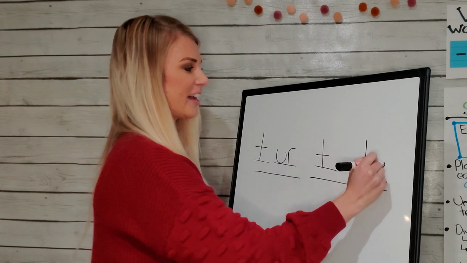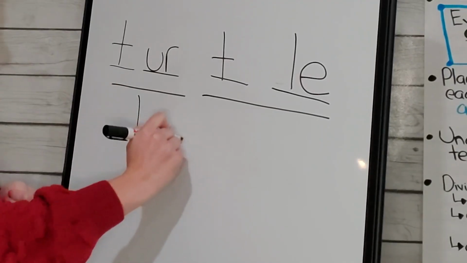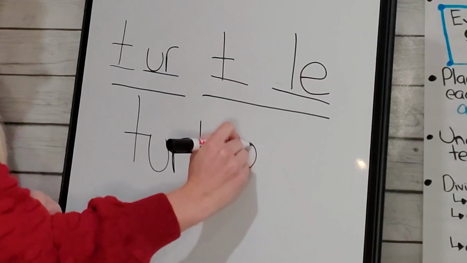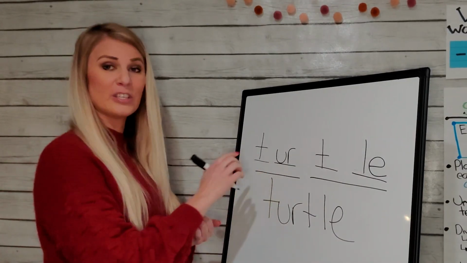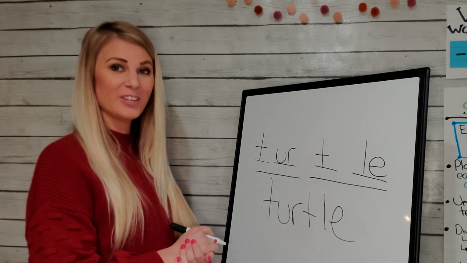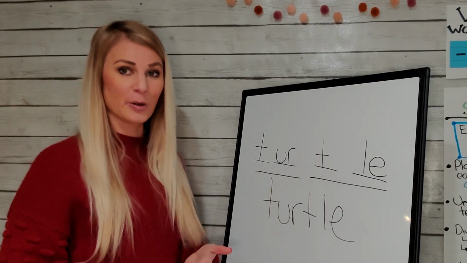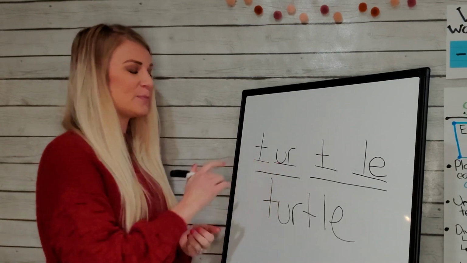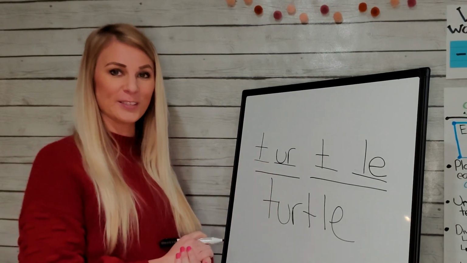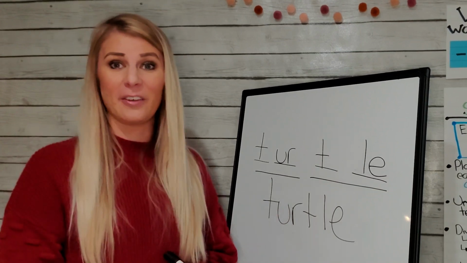This ul sound has to be L-E. Here is our word, turtle. Are you wondering why I knew to put a U in front of this R? Do you remember what our rule is about word parts? Every word part has to have a what? A vowel. You're right. So I decided to put a U in front of that R when I was spelling turtle. Painted turtle is our state reptile in Michigan.